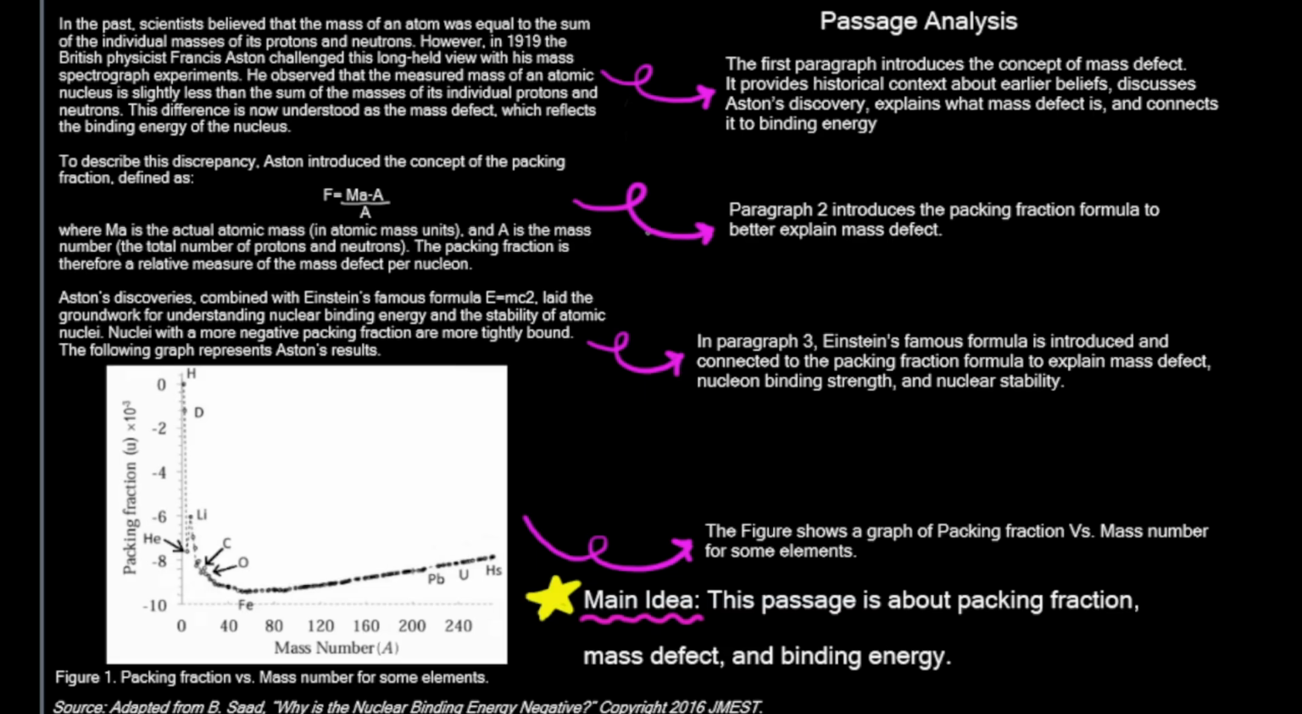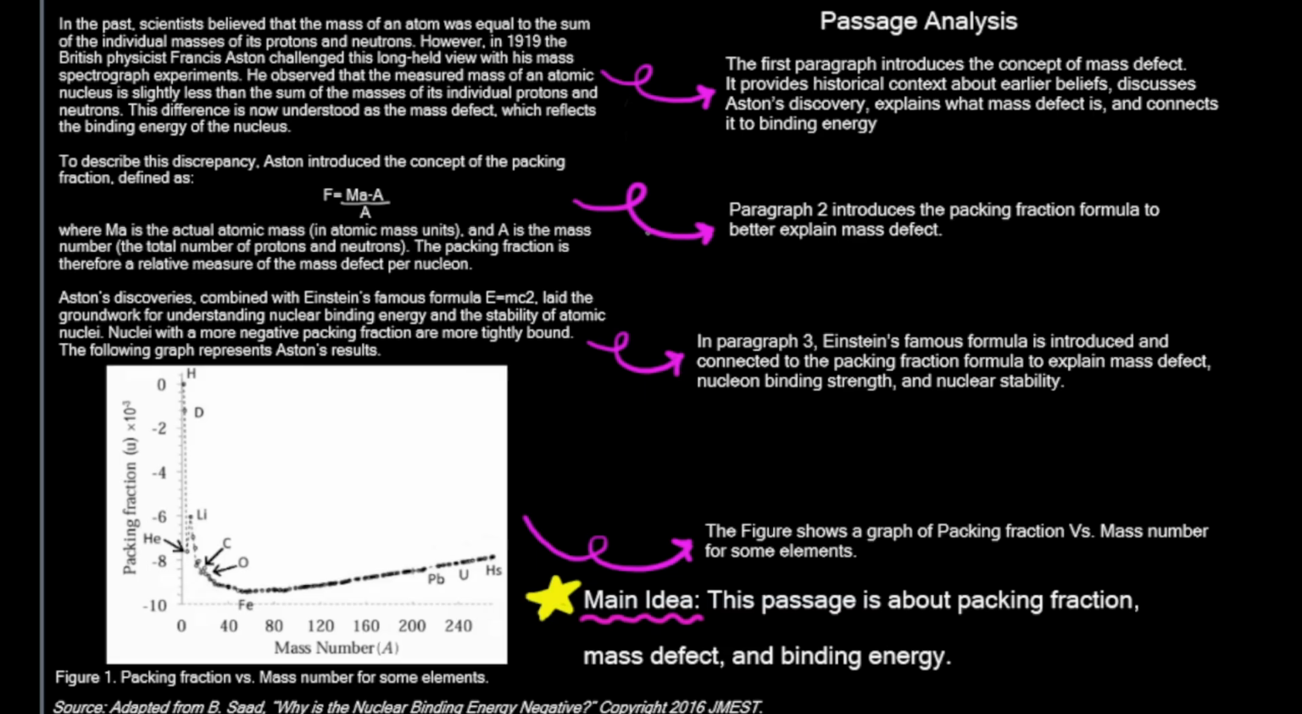Paragraph number 3. Aston's discoveries, combined with Einstein's famous formula, laid the groundwork for understanding nuclear binding energy and the stability of atomic nuclei. This following sentence is important: nuclei with a more negative packing fraction are more tightly bound. And then it introduces the graph.